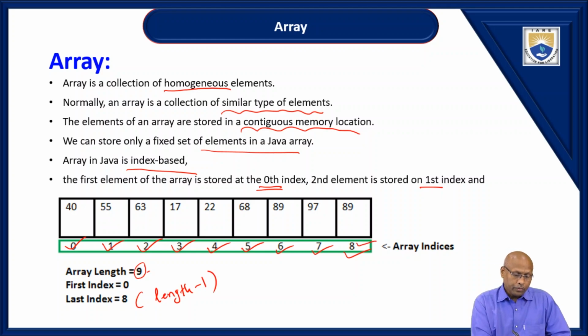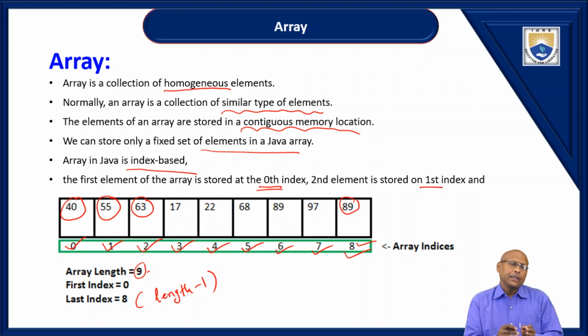Now this 40 is the value available at the 0th index. 55 is the value available at the 1st index. 63 is the value available at the second place. Similarly, 89 is the value available at the 8th index. So at different indexes, you have different values. You can change the value at any time, and you can fetch the data at any time.